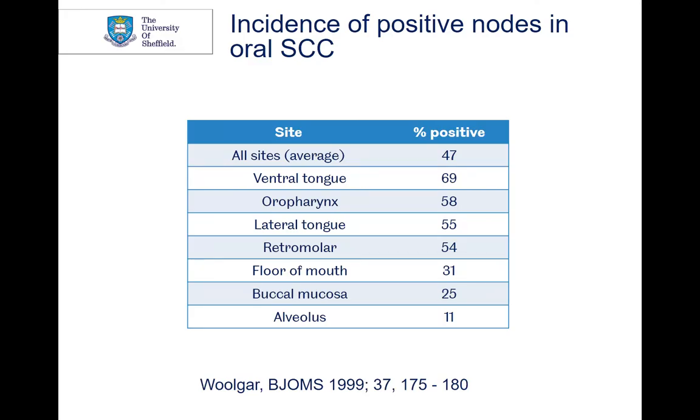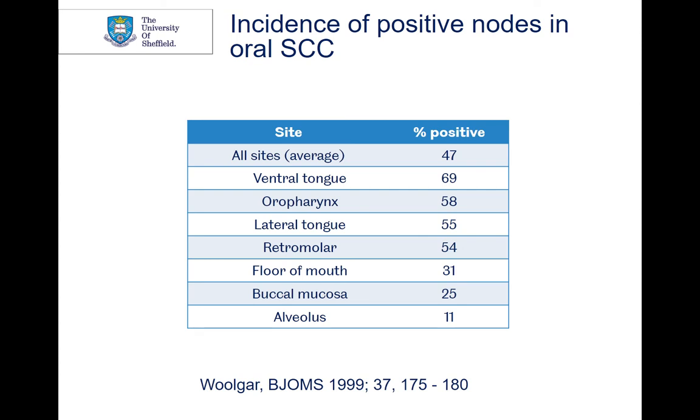The rate in which you get lymph node metastasis does vary depending on the site. Now, this is from Julia Wogar's data from Liverpool, and you can see I said 50%, 47% overall. It is about that, but it varies. The ventral tongue and the lateral tongue and the oropharynx are quite high. The tongue tends to be high mainly because of the orientation of the muscle fibers. You get a deeply extending tumor quite quickly in the tongue, and that raises your risk of lymph node metastasis.